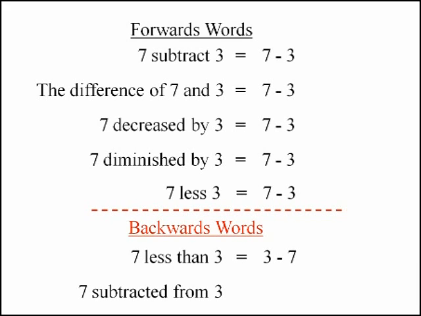Same with subtracted from. 7 subtracted from 3, that's going to be 3 minus 7. It doesn't matter so much with the addition, because addition is commutative. I'm talking about more than and added to. But it's still important to translate as close as you can to what is said in English. You want to translate it mathematically as close as possible. So more than and added to will follow these same backwards rules.